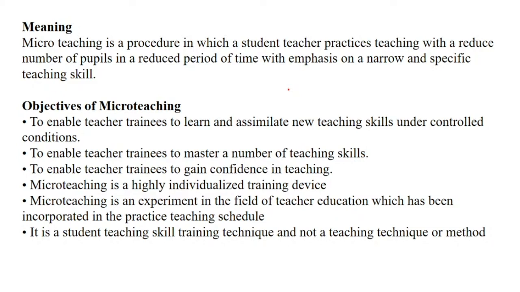Okay, so micro teaching is basically a procedure in which a student teacher, please understand, a student teacher means the teacher is in the training phase. But you can also call it a trainee teacher. Sometimes the students get confused over here. The trainee teacher practices teaching with a reduced number of pupils in a reduced period of time. It is limited to 10 to 12 minutes.